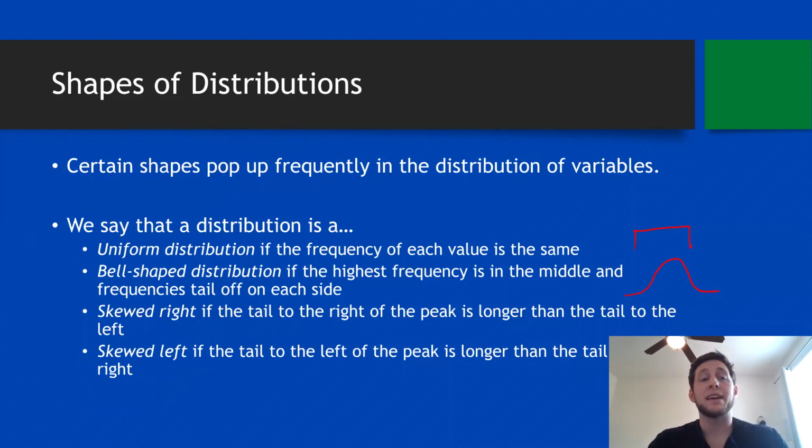Confusingly, so pay attention, we'll say that a distribution is skewed right if the tail to the right of the peak is longer than the tail to the left. When I say skewed right, what I mean is my peak is more towards the left-hand side. So it'll be something like that. If I say skewed left, that is if the tail to the left of the peak is longer than the tail to the right. So when I say skewed left, what I mean is your peak is on the right-hand side of your data, and then you kind of trail off something like that. So skewed left meaning longer tail to the left, skewed right meaning longer tail to the right.